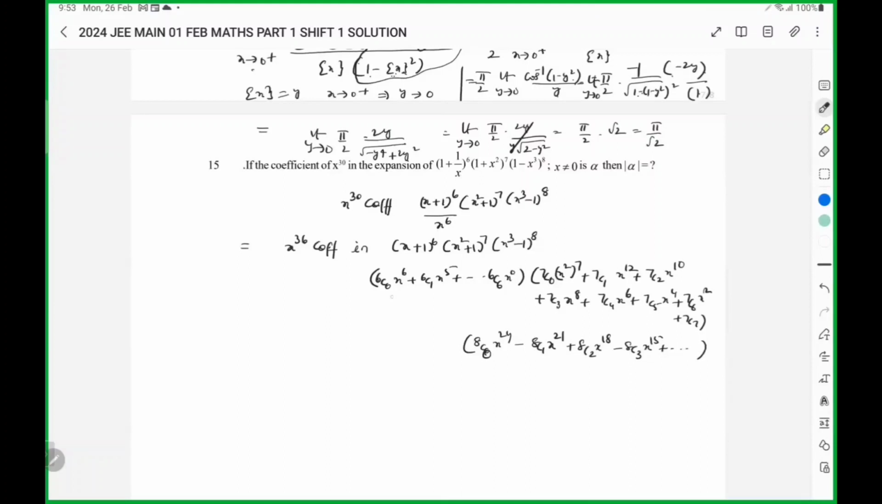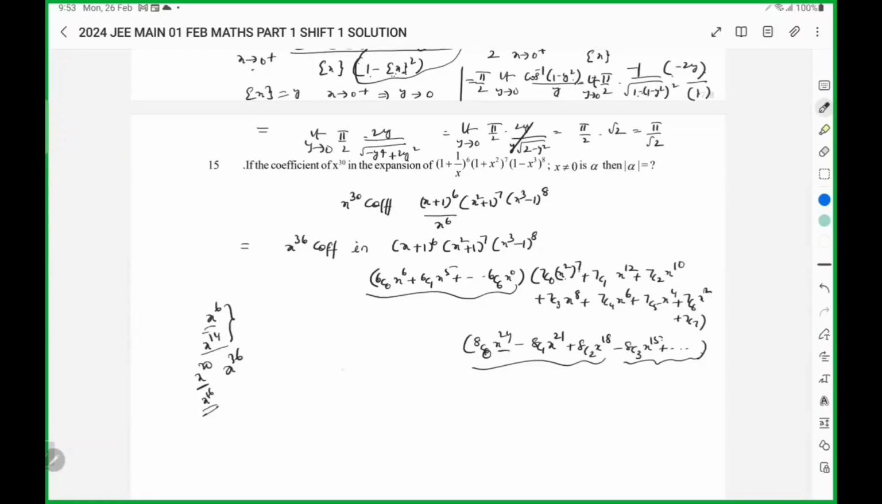So here in the first bracket, the highest power is this. In the second bracket, x power 14, that is x power 20. So to get x power 36, the minimum power required is x power 16. But here these terms are useless. Power 8 means 9 terms are there. So we only have to consider 3, the remaining 6 we can eliminate.